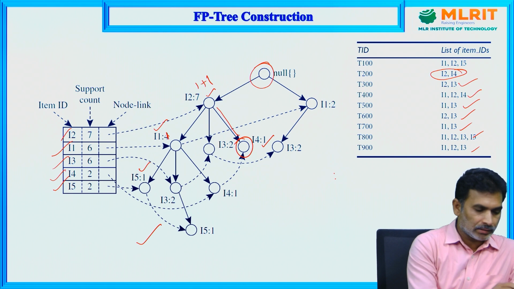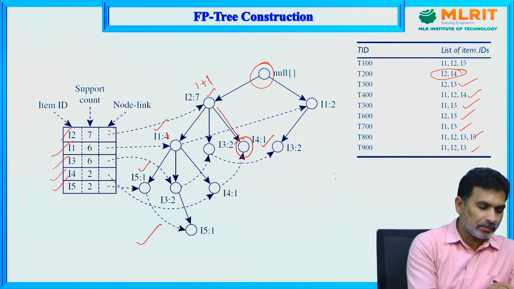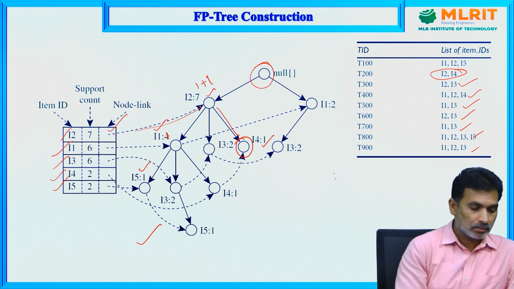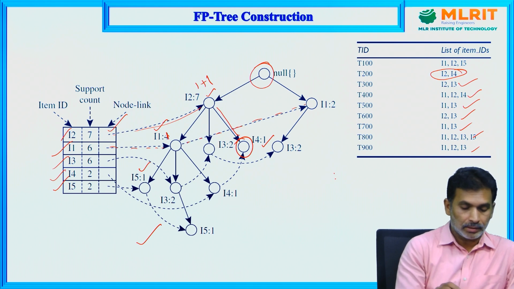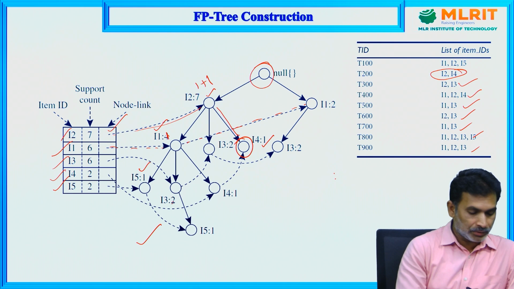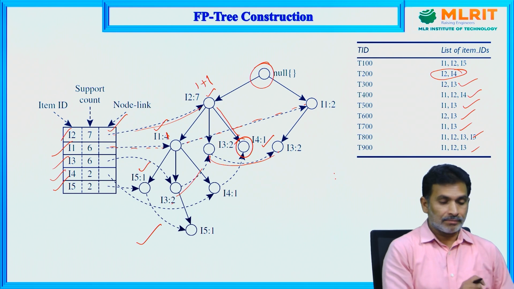To navigate easily, we maintain the node links here. You can see the node link is maintained for I2. Then for I1, these dotted arrows are linking the same items, and similarly for I2, this is another I2, and this is another I3. Like this we construct a frequent pattern tree.